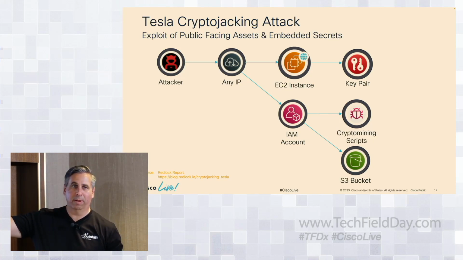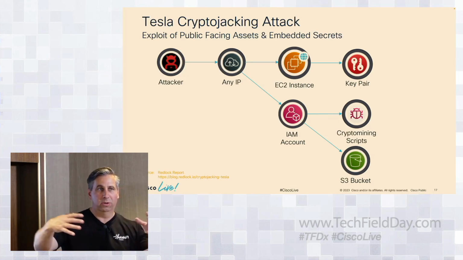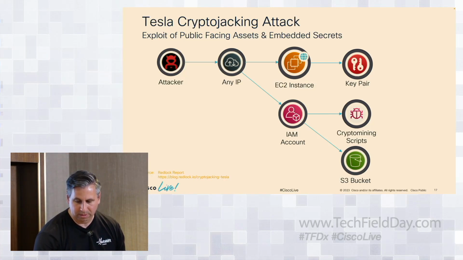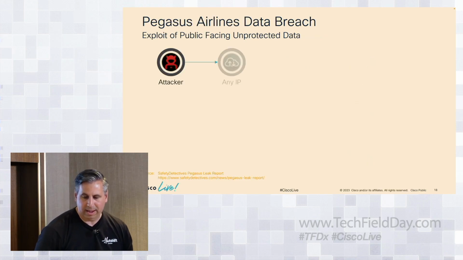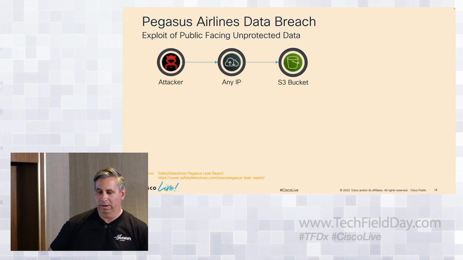They find something that's publicly exposable, they find some keys, and then they continue to expand their foothold within that overall compute environment. Or for instance, last year, this was one of the biggest breaches that hit the news. It was the Pegasus Airlines breach. Maybe some of you have heard of this one.